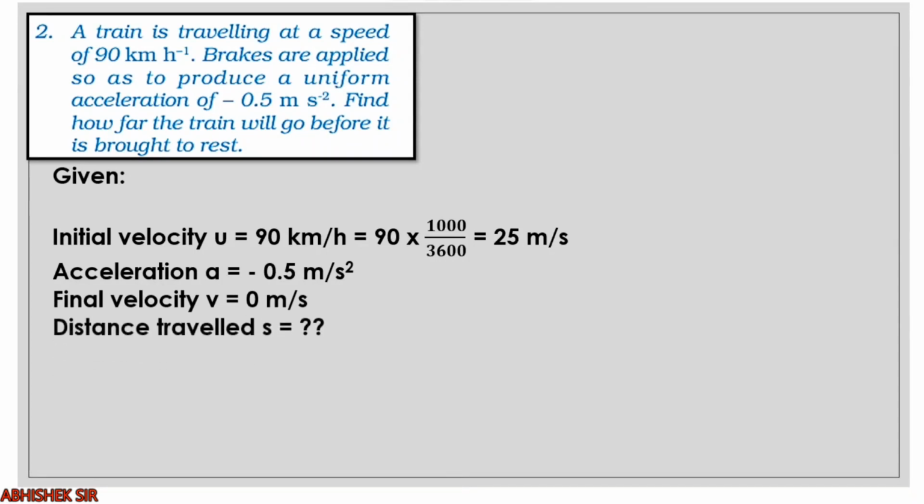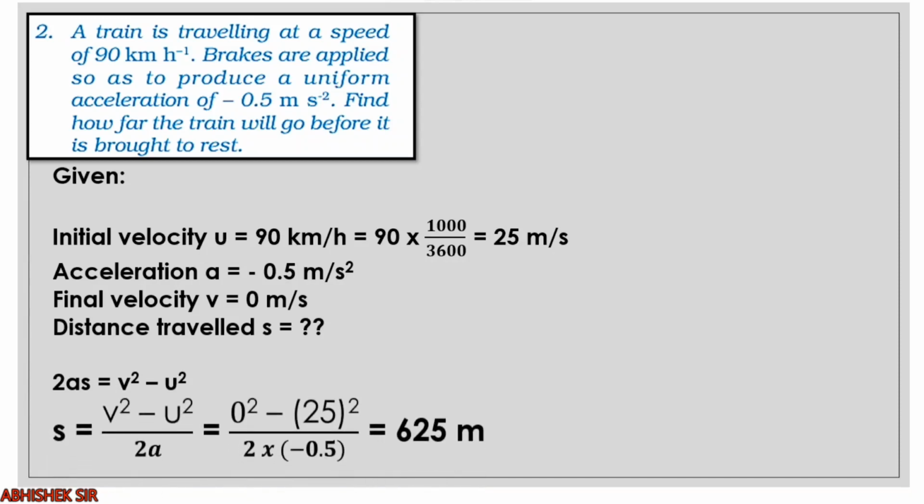How far? Okay. So we will use the formula 2as equals v square minus u square. In that we are finding s. So let us take 2a below v square minus u square. So just put the values. v square is 0, u is 25, a is minus 0.5. Minus 25 square is minus 625 upon 2 into 0.5, which is minus 1. So minus minus cancel. 625 meters is our answer.